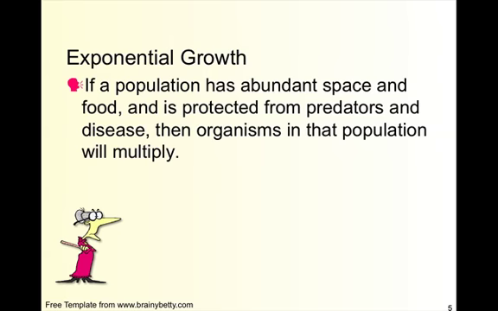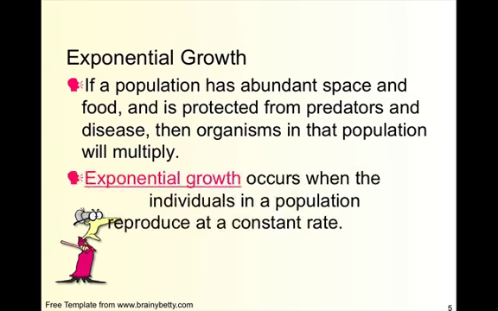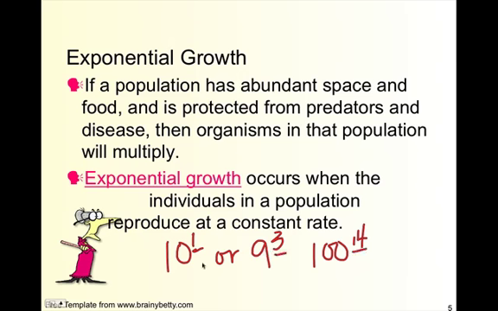So here would be the definition of exponential growth. Exponential growth occurs when the individuals in a population reproduce at a constant rate. And you know what exponents are. You have dealt with them before, like 10 to the first, or 9 to the third power, or 100 to the 14th power. So these are exponents, and we know how to calculate exponents. 9 to the third power would be 9 times 9, which is 81, and then we're going to multiply it again by 9. So that gives you then the amount of exponential growth.